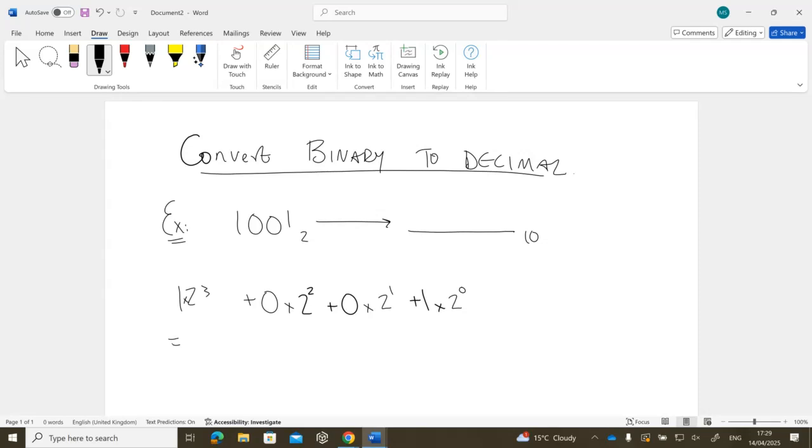And then simplify. What is 1 times 2 to the power of 3? 0 times anything is 0. The answer is 9 in base 10. So make a note. The computer reads this and then sends it to the software. And the software makes it back into 9 and puts it on the screen. That's the process that goes on in the computer.